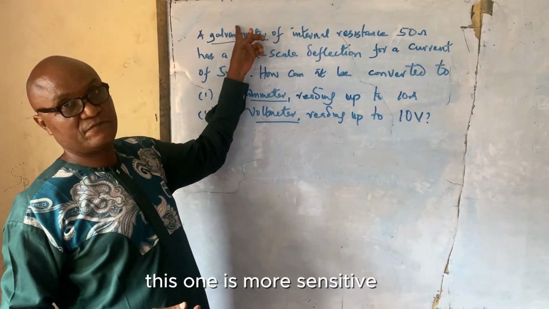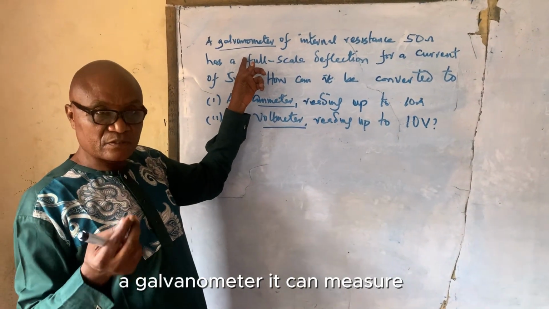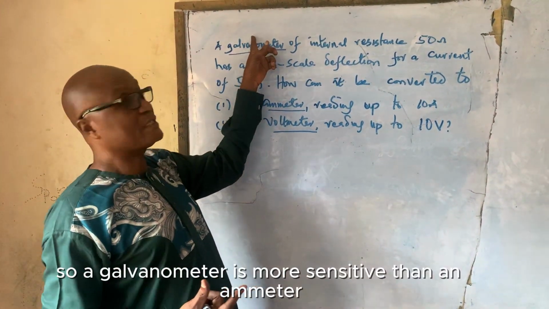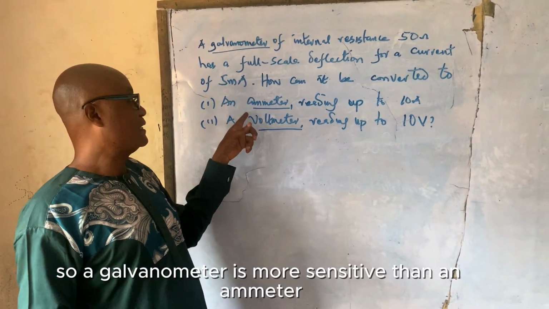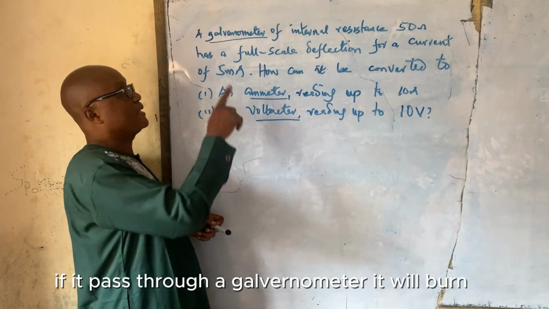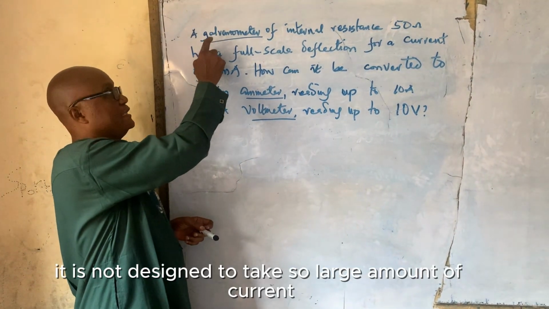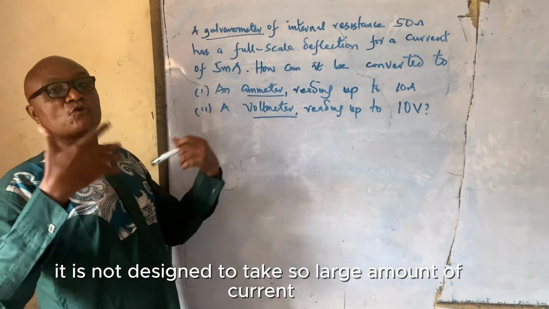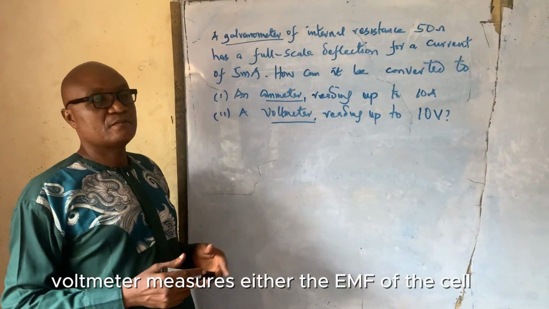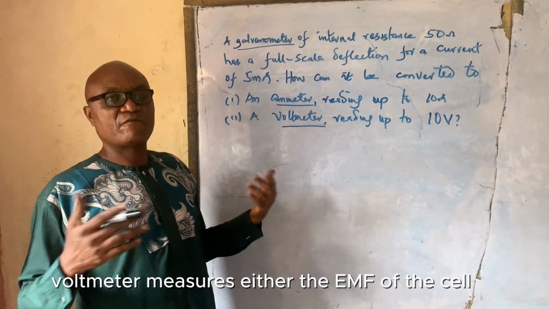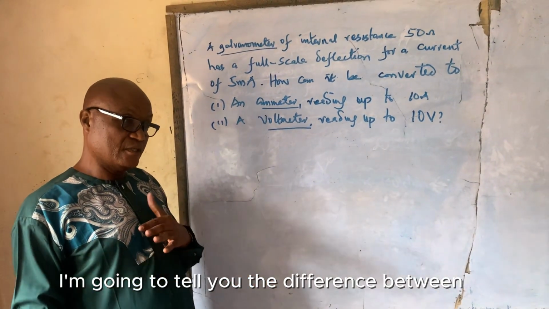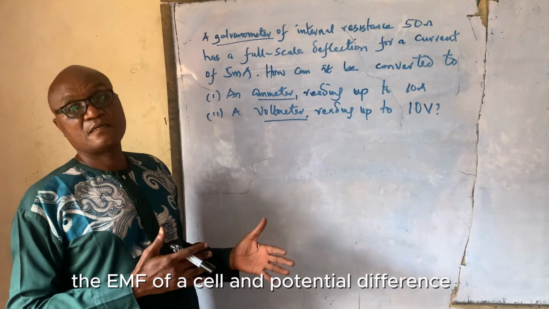A galvanometer is more sensitive. It can measure a small amount of current that the ammeter cannot detect. So a galvanometer is more sensitive than an ammeter. The current that will pass through an ammeter, if you pass it through a galvanometer, will burn it. It's not designed to take so large an amount of current. A voltmeter measures either the EMF of the cell or the potential difference. Some other time, I'm going to tell you the difference between the EMF of the cell and the potential difference.